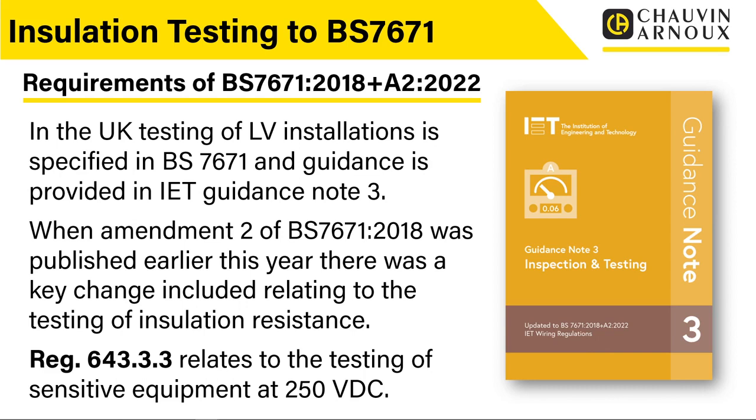In the UK, testing of low voltage installations is specified within BS7671, and guidance is provided within IET Guidance Note 3. You can see a picture there of IET Guidance Note 3, and that's really where we get all of our information from when we're looking at how to test this type of electrical installation. Now, when Amendment 2 of BS7671 2018 was published earlier this year, there was a key change included relating to the testing of insulation resistance.